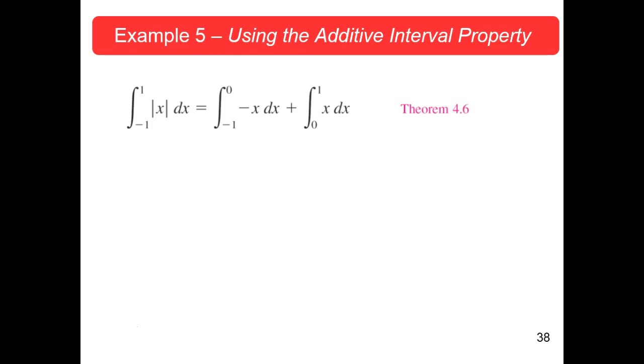That to me is the most useful part. Okay, so let's see, example 5 is that, that's the next one. This is not exactly a discontinuous function, but it is a piecewise defined function. The absolute value of x is defined one way when x is negative, and defined another way when x is positive.